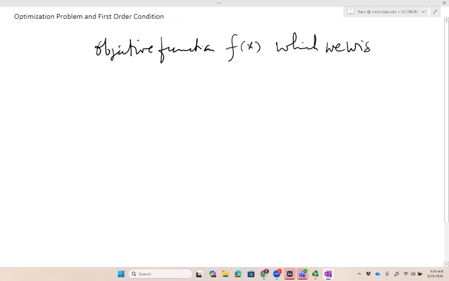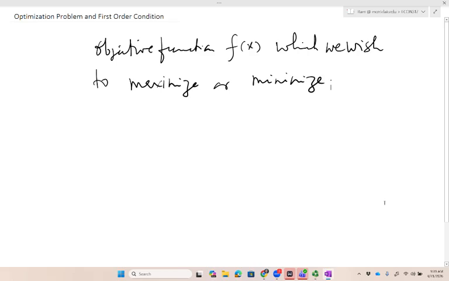So remember, we have an objective function of one variable, so f of x, which we want to solve, for which we want to either maximize, we wish to maximize, or maybe minimize. So this is the optimization problem.